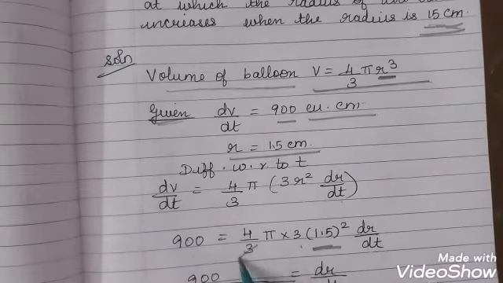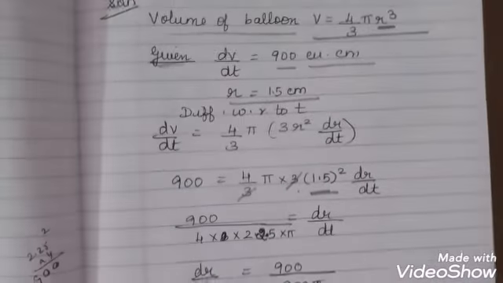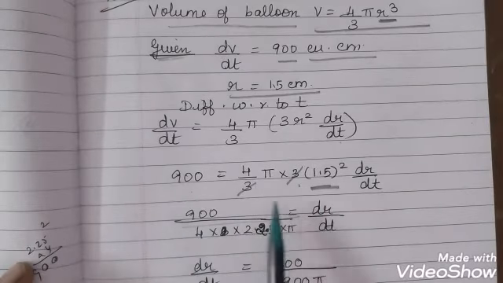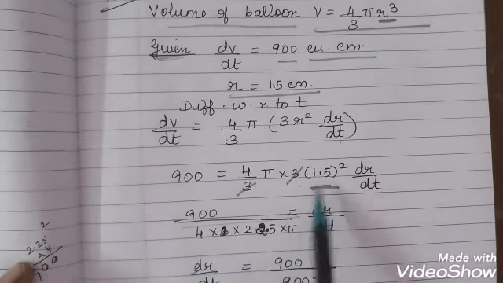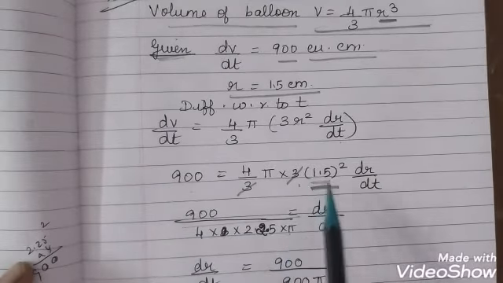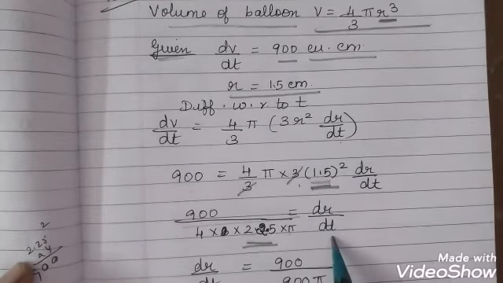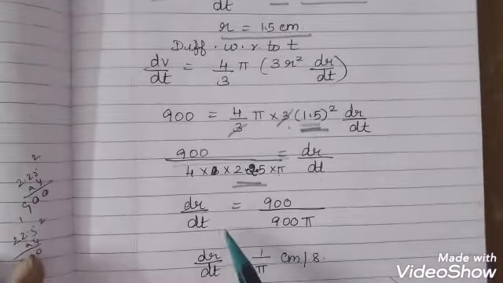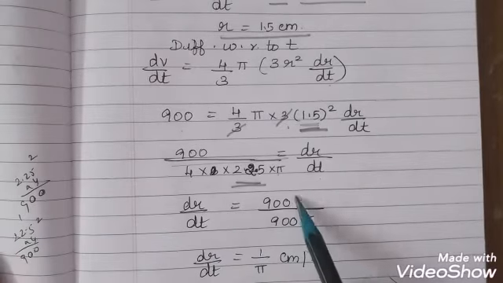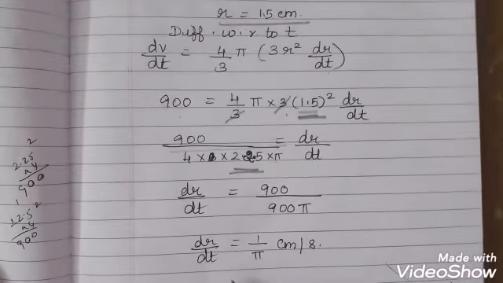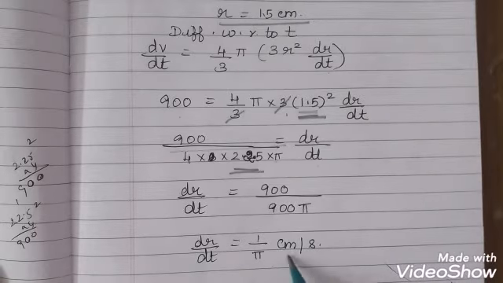Now here if you see, your 3 and 3 get cancelled. Now the next step, I'll just bring everything here. 900 divided by 4 into pi into 15 the whole square, which is 225, you get, which is equal to dr by dt. So what will I get? Your dr by dt is equal to 900 divided by 900 pi. So what's the answer you get here? Your dr by dt is equal to 1 by pi centimeter per second.